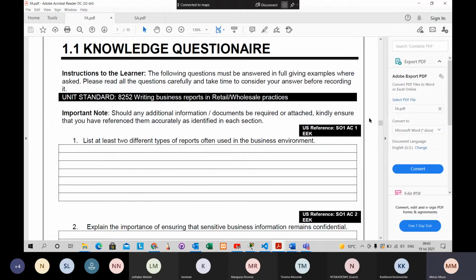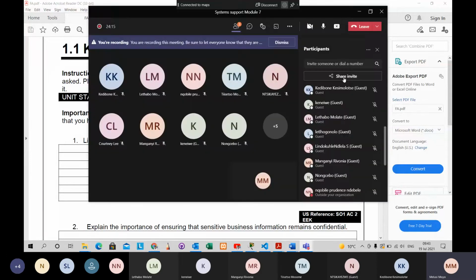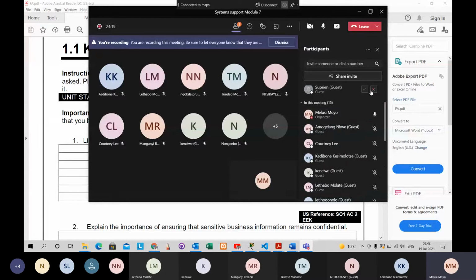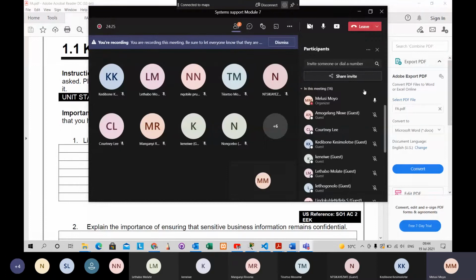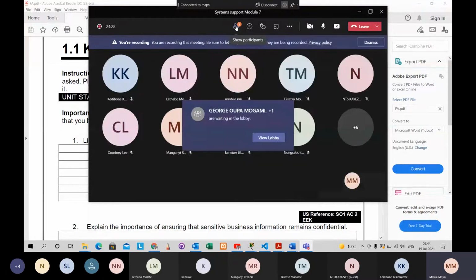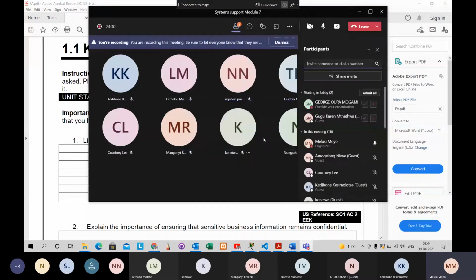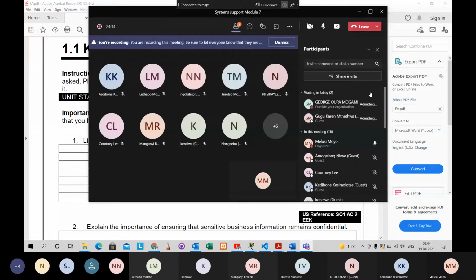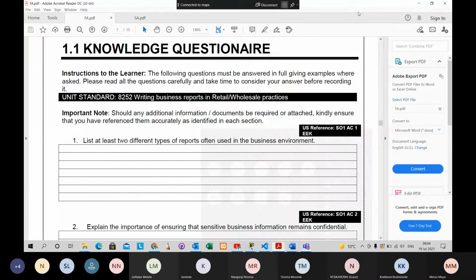On my side, I deal with a lot of client reports. The question says list at least 2 different types of reports often used in the business environment. As I said, I deal with a lot of client feedback reports. For example, if I run a class like this today, I will have to send a report on who attended the class, how the delegates were, and how the class went. So I always do a client feedback report. That's the type of report that you find in my line of work. So my question is, what other type of report do you know of?